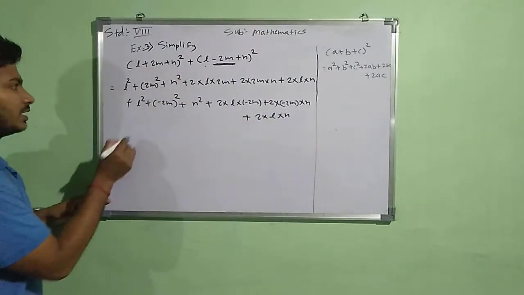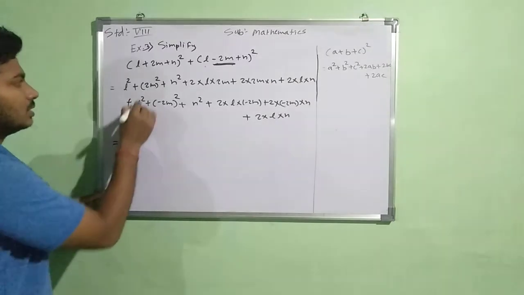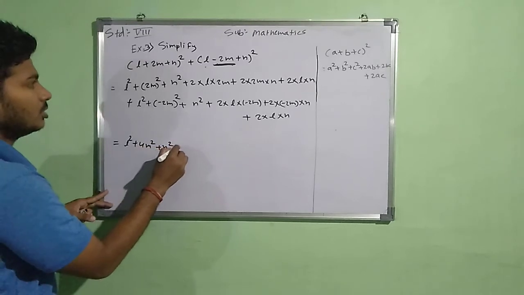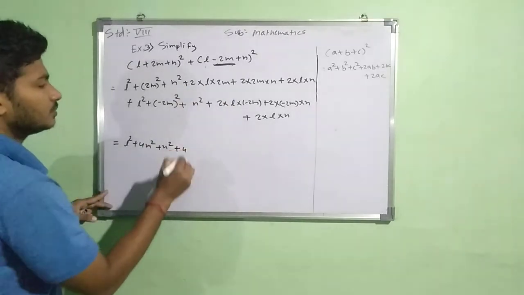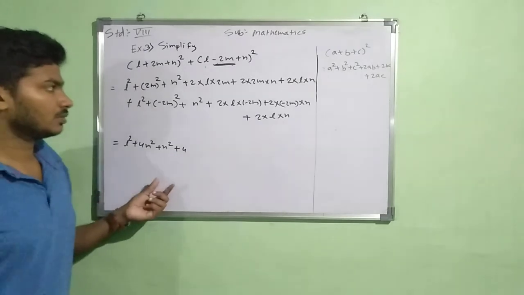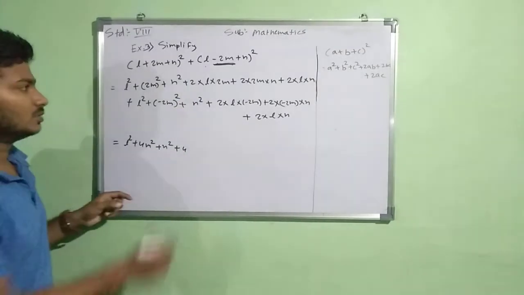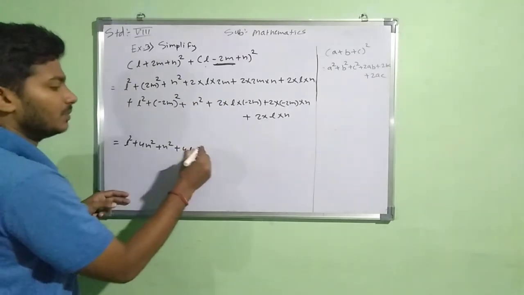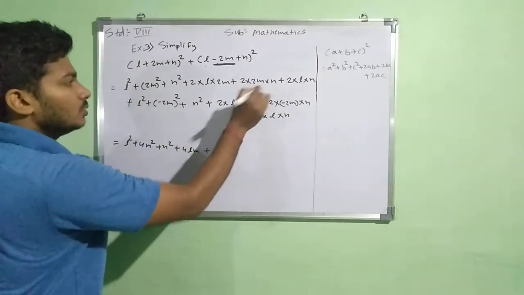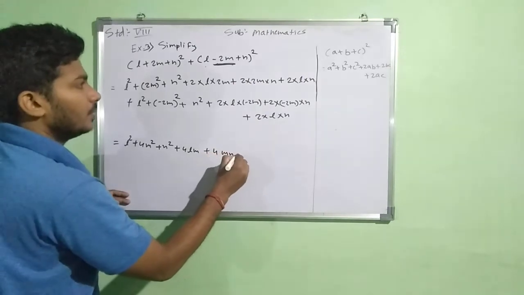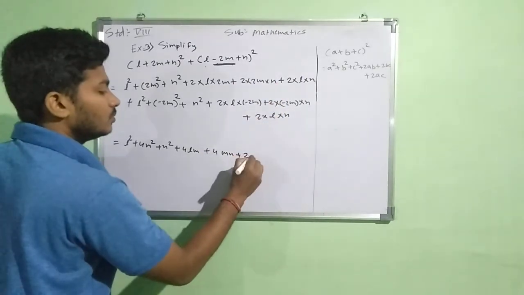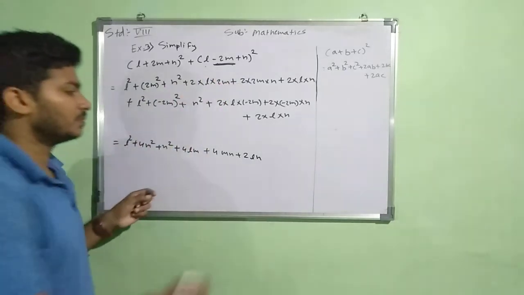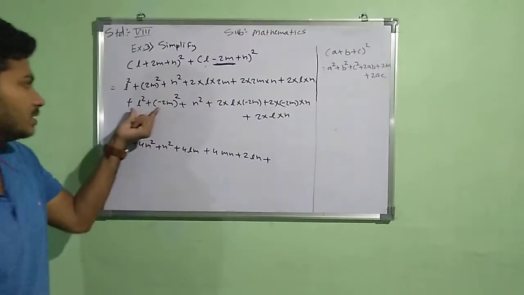Now we have to do simplification. l square plus (2m) square, square of 2 is 4m square, plus n square, plus 2 into 2 into 1 will be 4, so 4lm will come, because alphabetically l comes first, plus 2 into 2 will be 4mn, plus 2ln. So this is the simplification for the first term, plus. Now we have to do simplification for the second term as well.